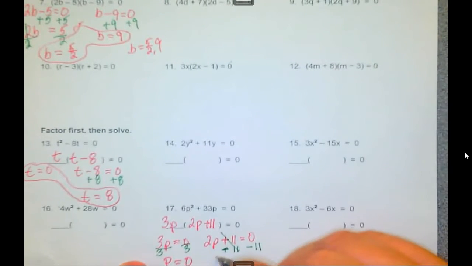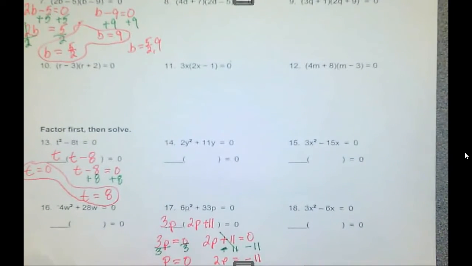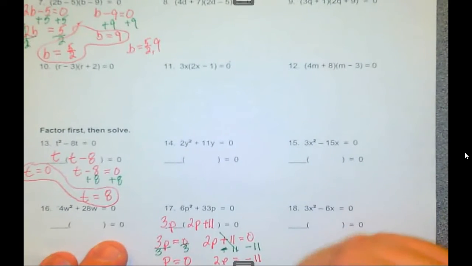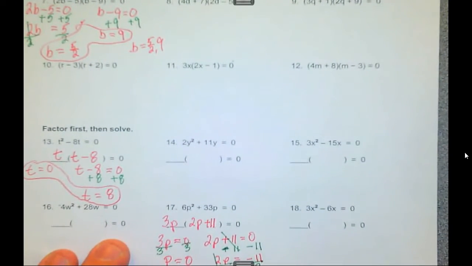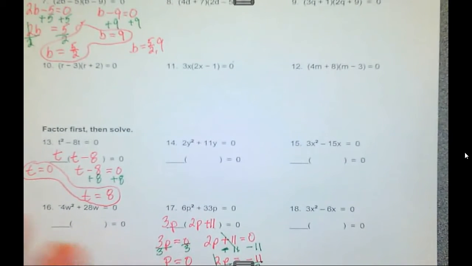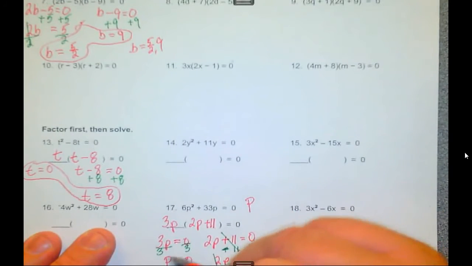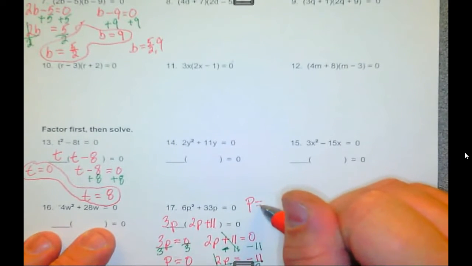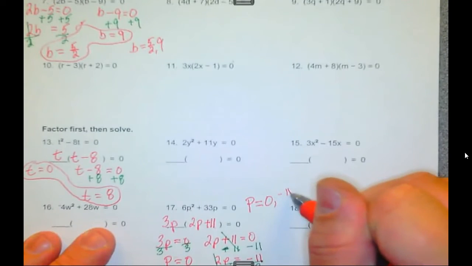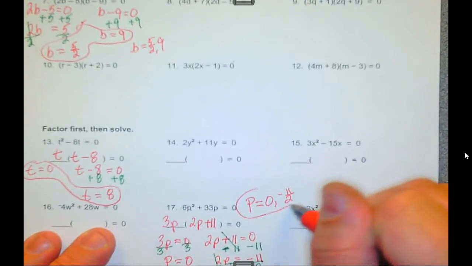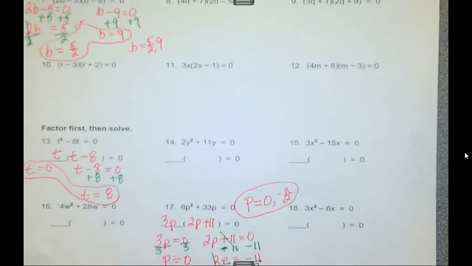So I get 2p equals negative 11. Divide by 2. So p equals negative 11 halves. So you can put it like this. You could just circle that, or p equals 0, comma, negative 11 halves. You want to put a decimal, I don't care. If you want to separate them, I don't care, as long as you have 0 and negative 11 halves.